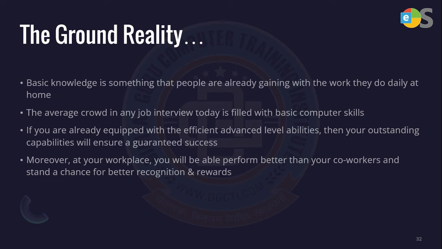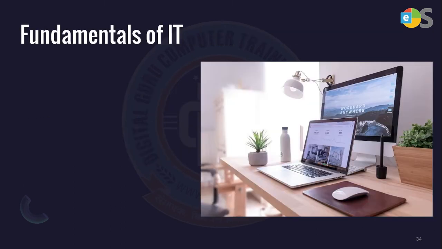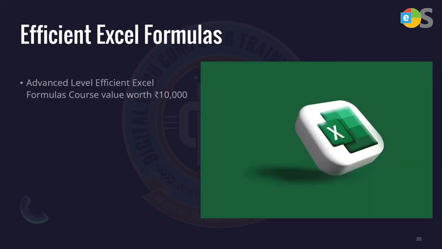Now let us look at what you will be learning in the eOS course and why we guarantee that you will not need to enroll for any other costly multi-level courses related to Microsoft Office. We will start with the fundamentals of IT, that includes Microsoft Word, Excel and PowerPoint, which is of value worth 5,000 rupees. Then we will move on to advanced level efficient Excel formulas, which is of value worth 10,000 rupees. This takes the total course value to 15,000 rupees.